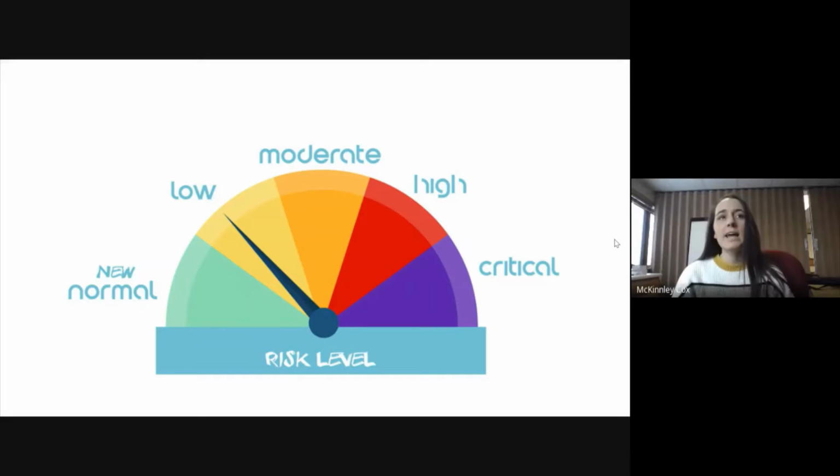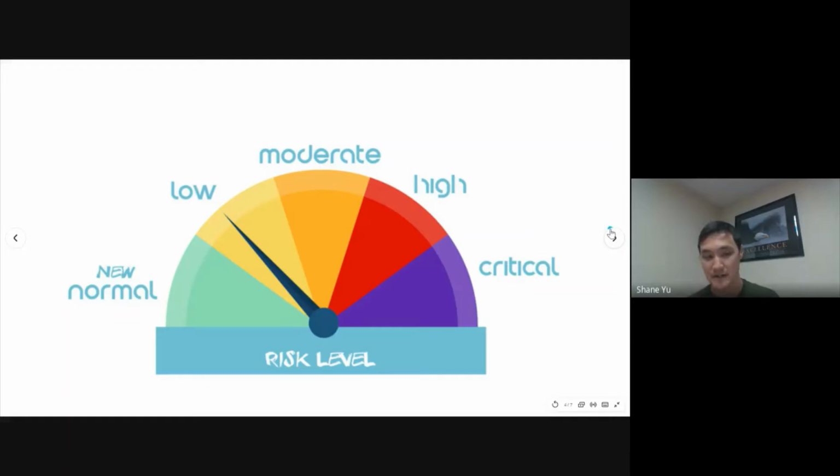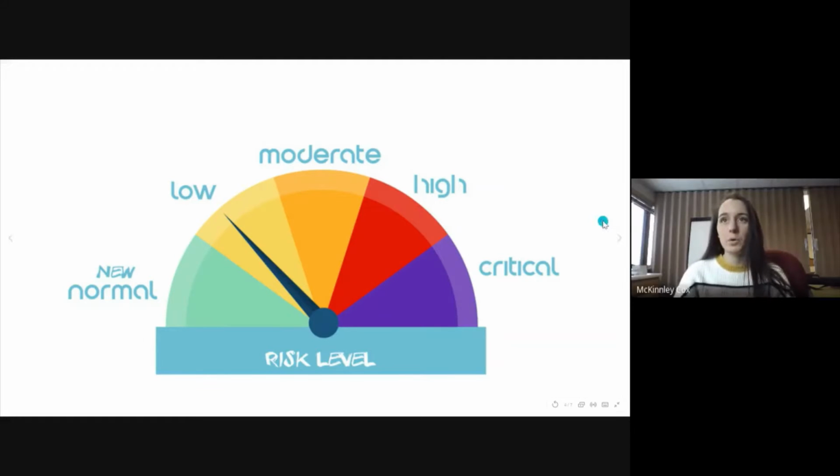Okay, interesting. And how often are all of these different metrics assessed? We monitor each of them every day, but we do the full calculation and reassess the current risk level once a week. Okay, cool.